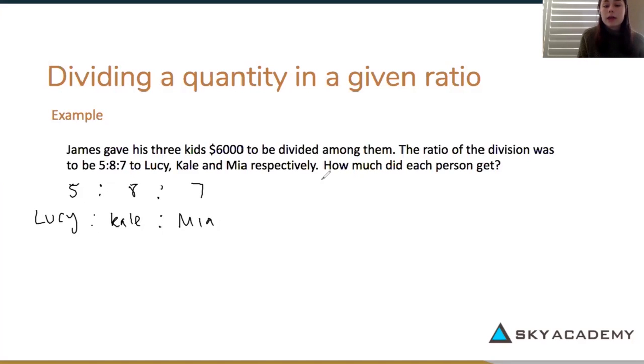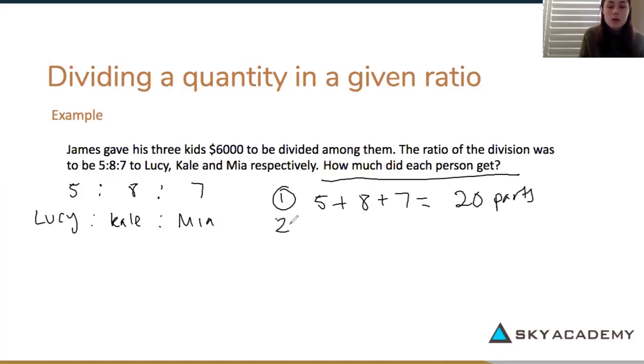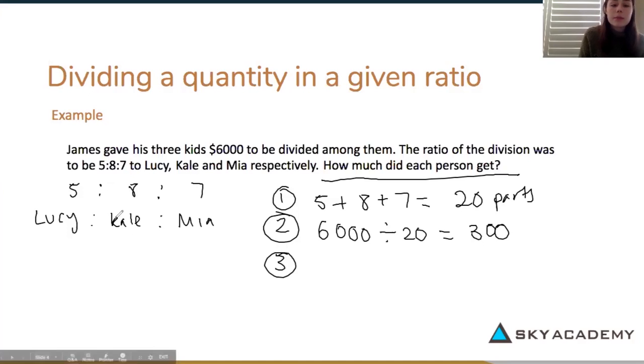Now I have to figure out how much each person got. So following our steps from before, I'm going to add up each part. So 5 plus 8 plus 7 is going to give me a total of 20 parts. Once I've done that, I'm going to divide 6,000 by 20 to figure out how much one part would be. And once I've done that, I'll get an answer of 300. Now I'm going to times 300 by each individual part in the ratio.